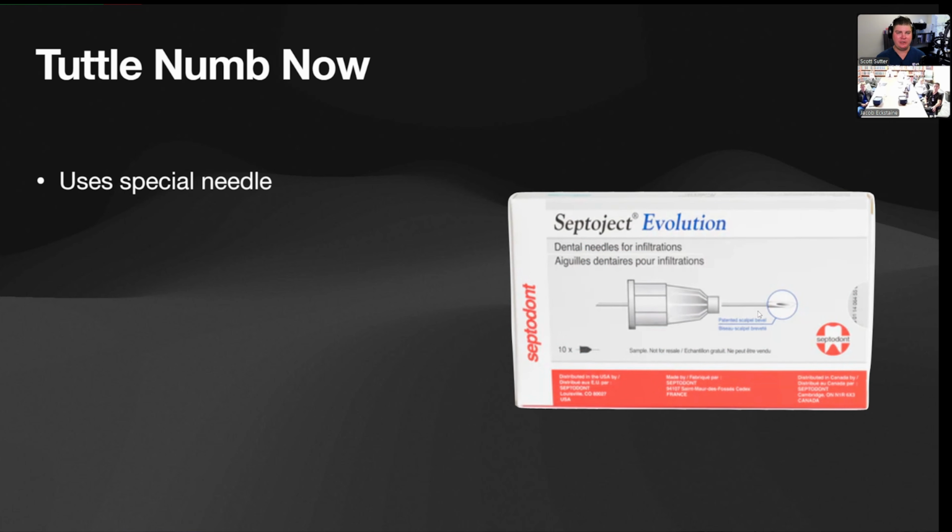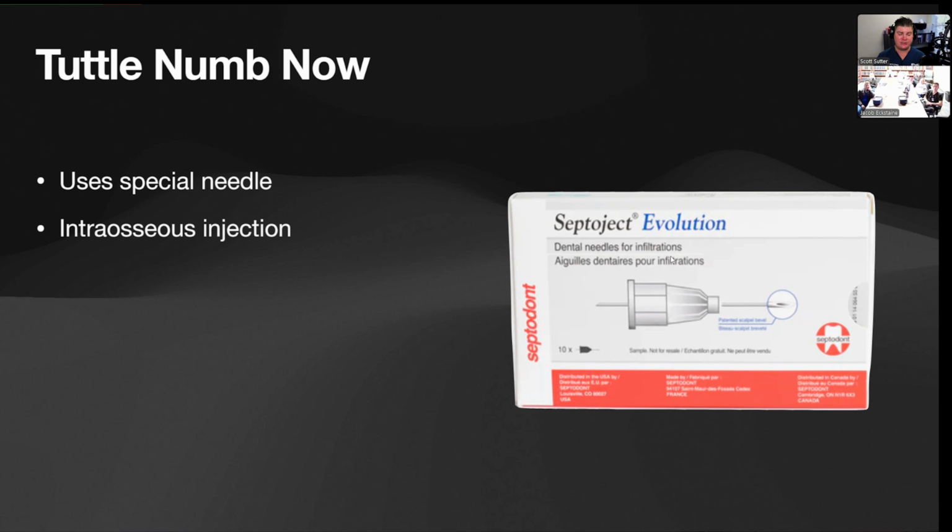How it works is you're going to use this special needle, and the special needle is a little bit sharper on the end, so it's the Septojet Evolution. They are really cool. Once again, more expensive, unfortunately, but it does work pretty well for those deep interdentals as well because it's a very sharp needle on the end, which allows you, when you're rotating back and forth, to do it. And that's pretty much the technique.